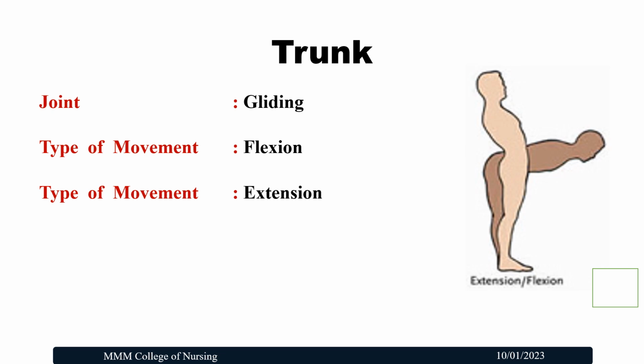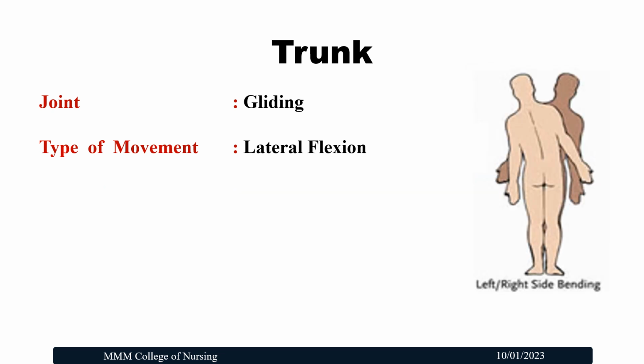Trunk is made up of gliding joint. The movements possible are flexion, that is bending the body towards the front side. In extension, the body will be bent backward as far as possible. In the trunk, lateral flexion is also possible. It can be bent towards its right or left side.